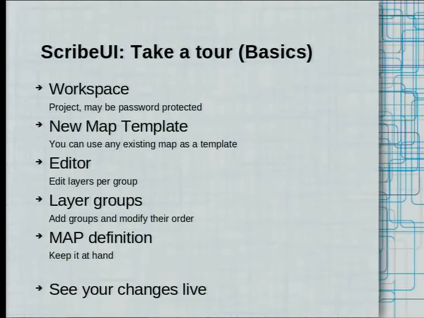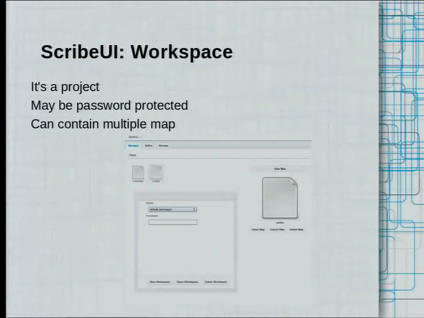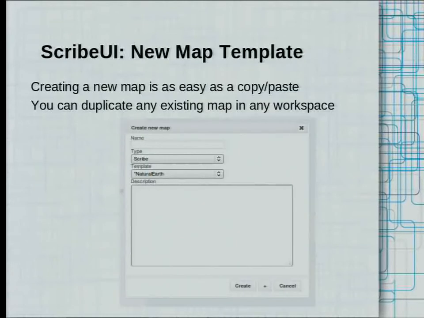So a basic tour of the Scribe UI interface. First, we have workspaces. Workspaces are projects. When you create a workspace, it's not mandatory, you can put a password on it, so multiple map file developers can work on the same project, maybe on different layers, maybe on different scales. A single project can obviously contain multiple maps. Then you can create new maps inside a project.